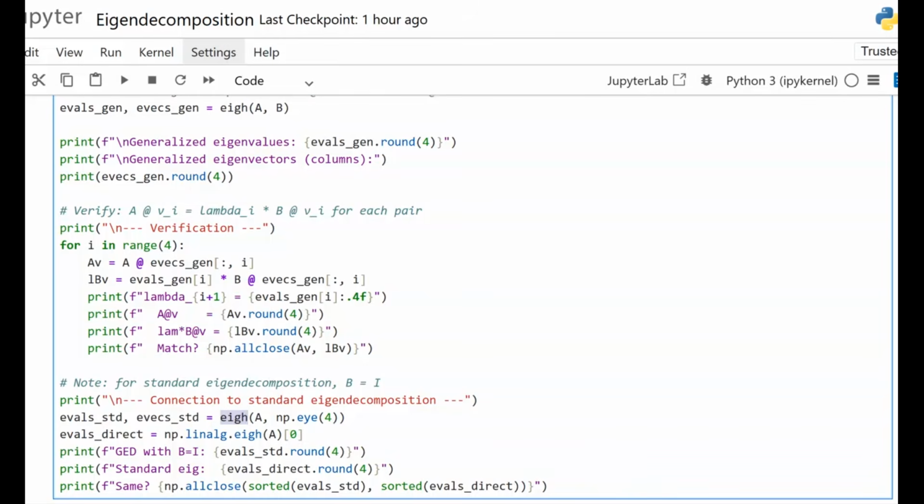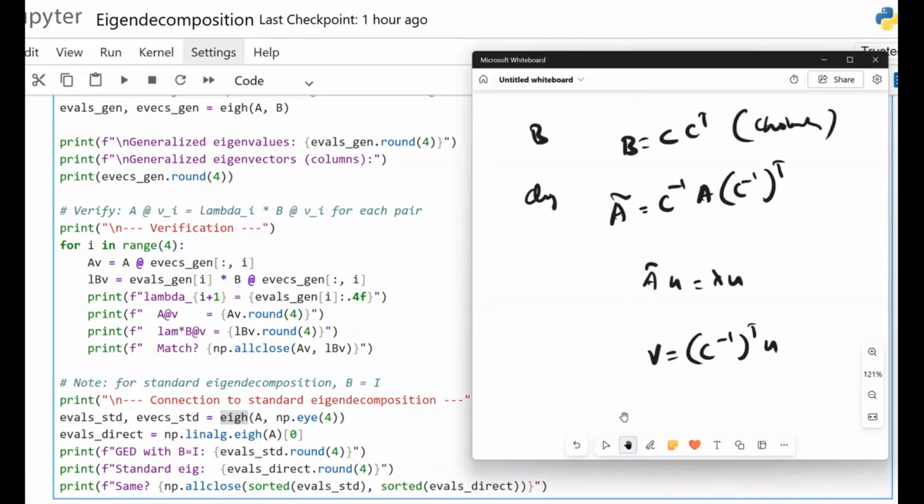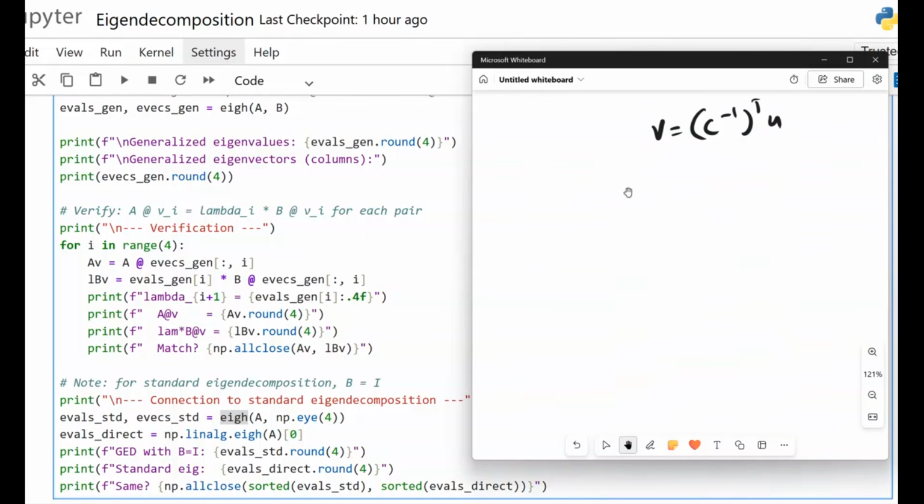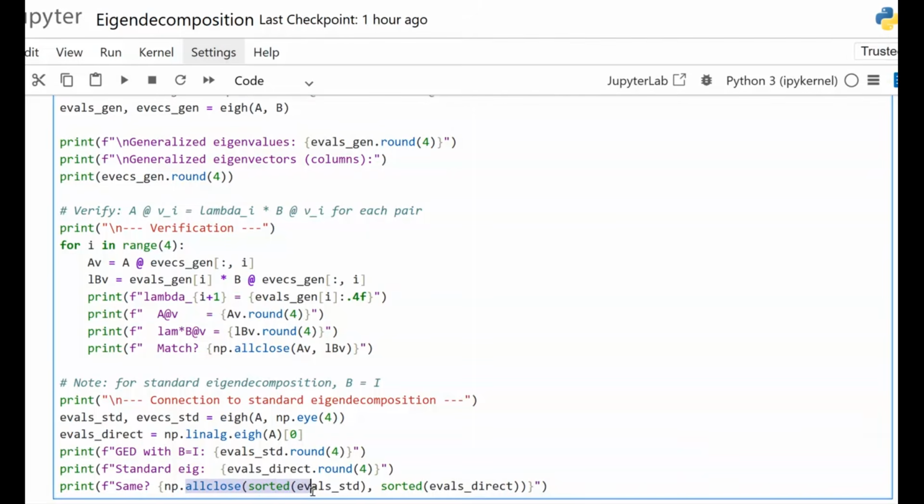And here kindly just observe, when B is equal to identity, our GED, that is generalized eigendecomposition, reduces to A times V equal to lambda times V. You can check this by using the allclose functionality, and yes, we get that the generalized solver matches the standard eigendecomposition. And here let me just execute.